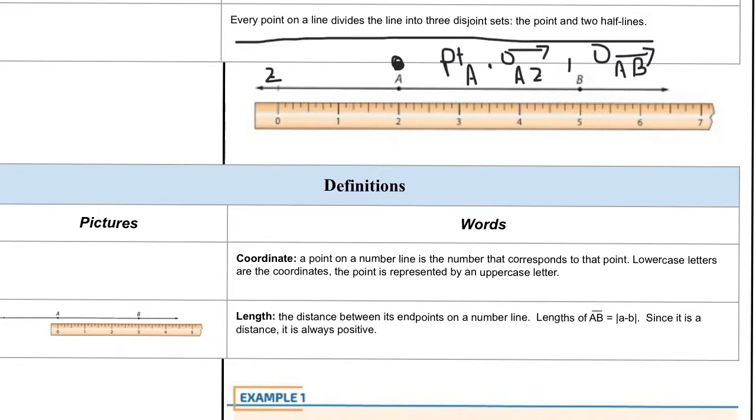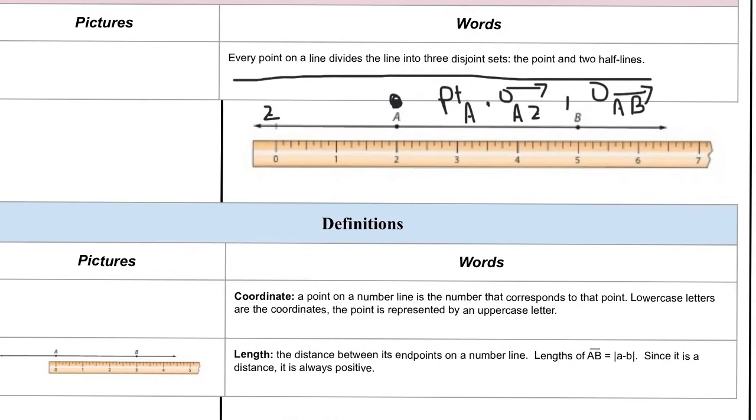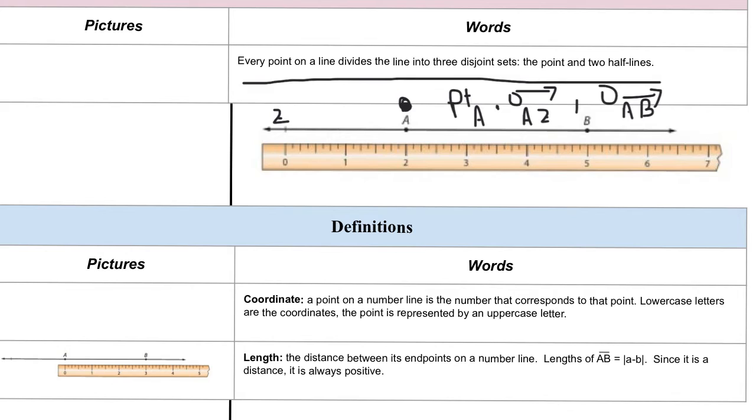All right, so here's a couple more definitions that we need to have within our little vocabulary book. Coordinate. A coordinate is a point on a number line or graph that corresponds to that point. Lowercase letters are the coordinates. The point is represented by an uppercase letter. Okay, so if we had a coordinate on a grid and it was x comma y, that would be the coordinate of it, but the point would be point Q, or whatever we designated for that point.